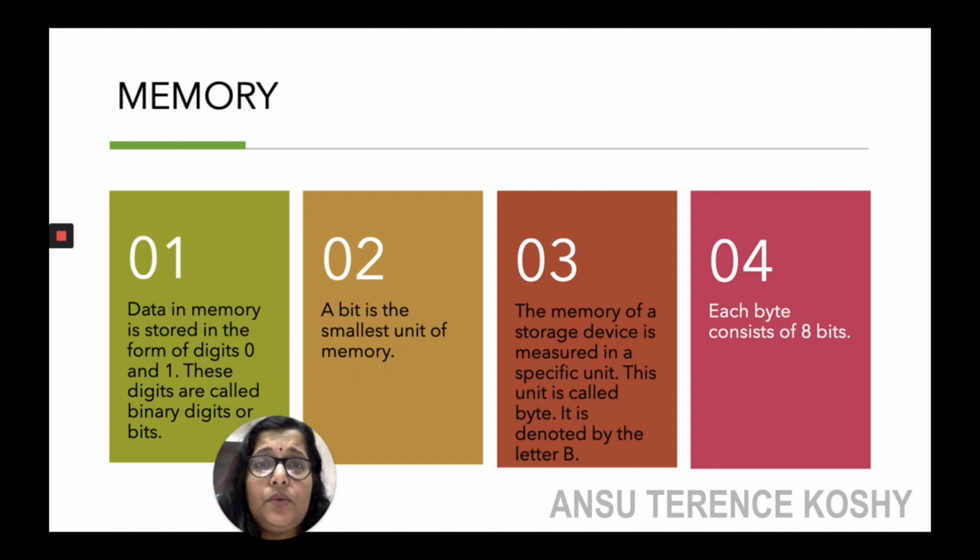The memory of a storage device is measured in a specific unit. This unit is called a byte. It is denoted by the capital letter B. That is, as you already studied in the previous slide, the memory allotted for each device is fixed, and memory is measured in a specific unit called byte, denoted by capital B. Each byte consists of 8 bits. 1 byte is equal to 8 bits of data.